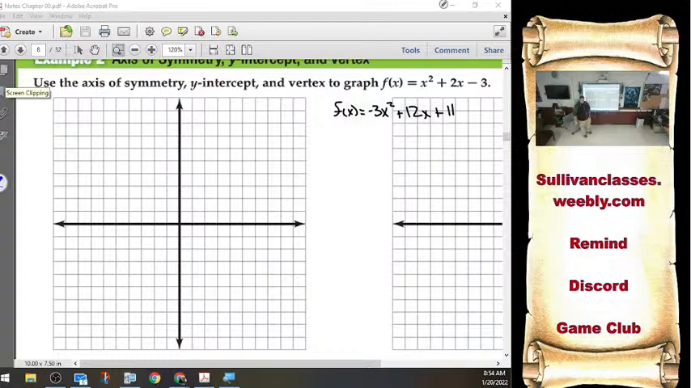So the ancient magic is the axis of symmetry is always x equals negative b over 2a. And that's if I'm given ax squared plus bx plus c, standard form of a quadratic. You plug a, b, and c into the formula. It's also up here somewhere, right above beta's head. Axis of symmetry, x is negative b over 2a.